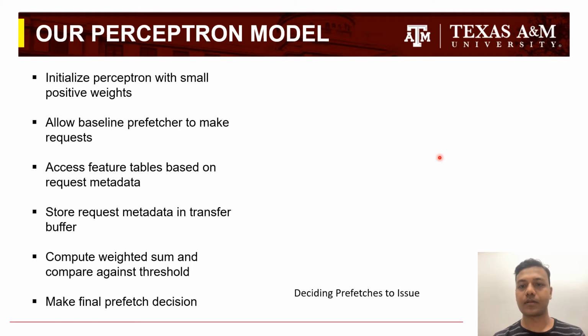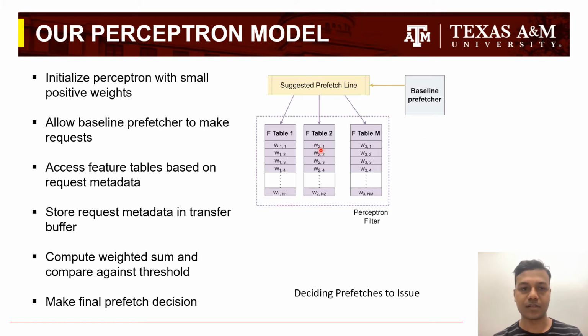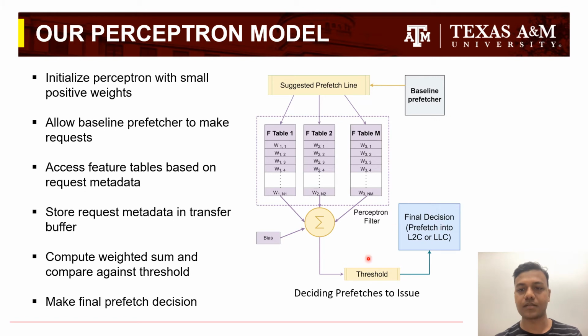Looking into more details about our complete model, we have a baseline prefetcher that will suggest a prefetch line based on the cache access pattern. The metadata of this suggestion is used to index into a set of feature tables. These feature tables have 5-bit saturating counters. The metadata used here can be instruction address, prefetch request address, etc. Each table has a different number of entries based on the type of metadata that is used. Summing together the index weights along with the bias, we check if it exceeds the set threshold in order to determine if the final prefetch decision is true or false. And there is a transfer buffer here which keeps track of all the recent prefetch decisions made by our model.